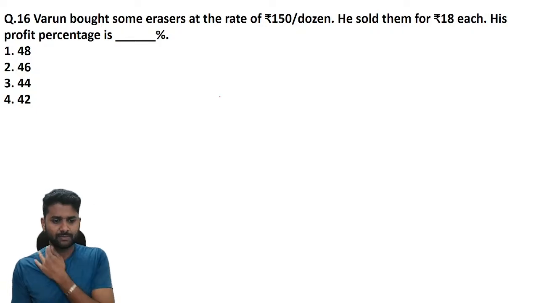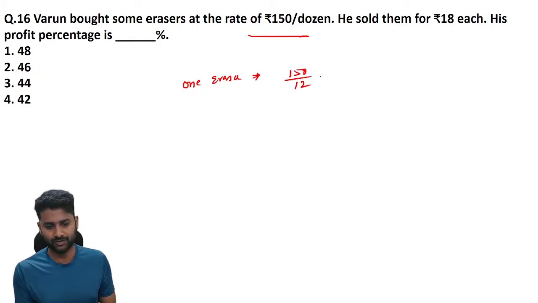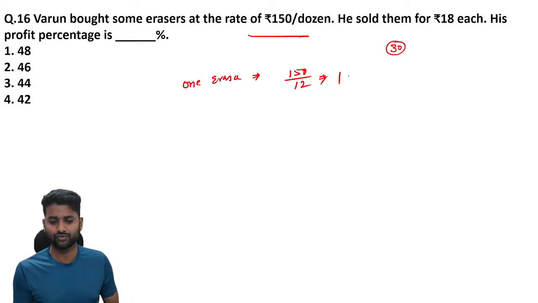See, Varun bought some erasers at the rate of 150 per dozen. Cost of one eraser: 150 divided by 12. So 12 into 1 is 12. We have 30. Clear? So 12 into 2 is 24. We have 6. Again 60, 12 into 5. The cost of each eraser is 12.5.